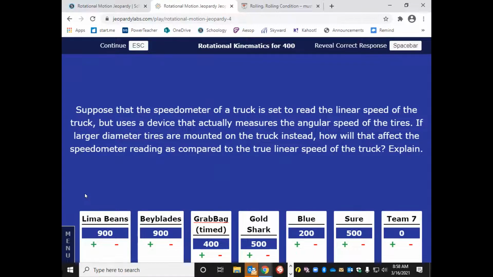Suppose that the speedometer of a truck is set to read the linear speed of the truck, but uses a device that actually measures the angular speed of the tires. If larger diameter tires are mounted to the truck instead, how will that affect the speedometer reading? Okay, does this make sense? So the idea is the speedometer really measures omega and then does some sort of conversion to turn that into v, right? The question is, if I put bigger tires, but I don't do anything to reprogram the speedometer, is the speedometer going to read the right speed, a higher speed, or a lower speed?